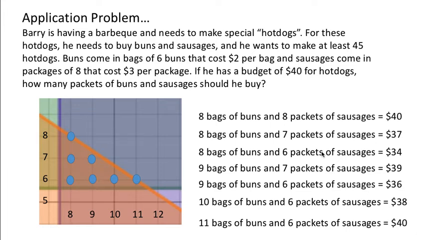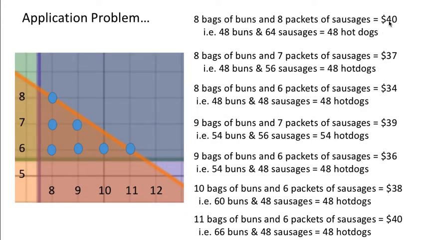He can actually work out some more information too. Let me go to the next slide. So now he's got the costs, which was his constraints here. But now he can also work out how many hot dogs he can actually make.